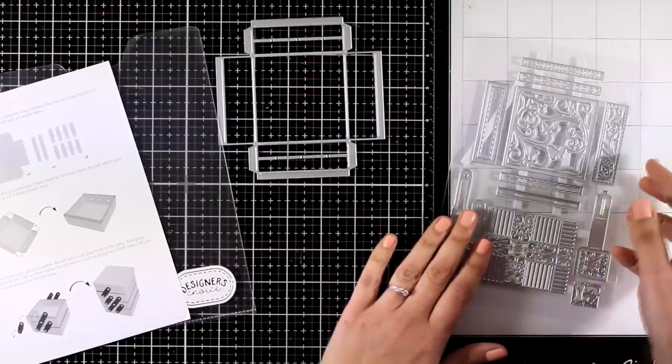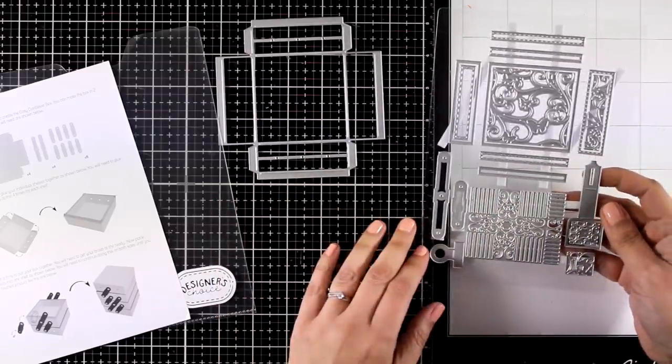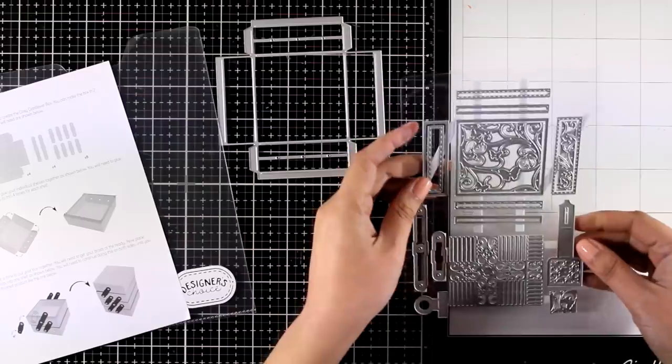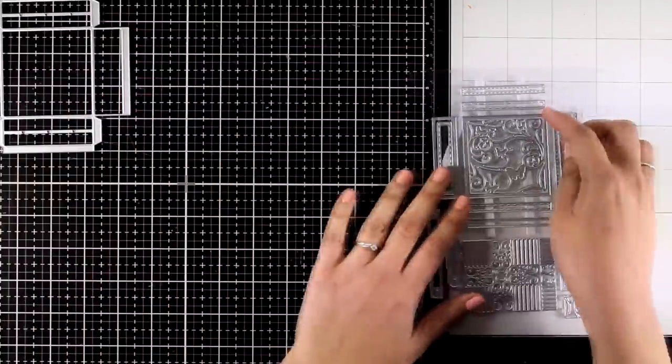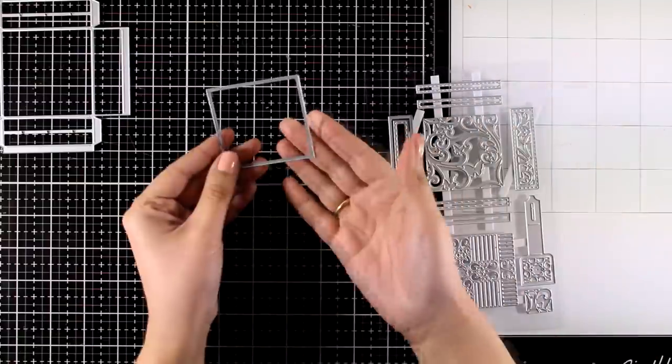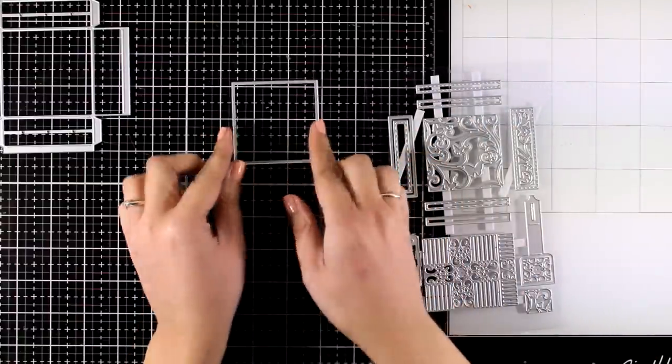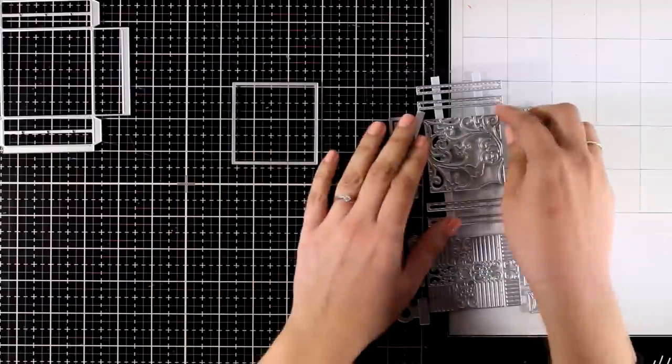Now there are many other creative ways that you can use this die set, and you get so many different bits and pieces that you can use for everyday crafting. So I'm going to take out some of them and talk a little bit about them. So first of all, you get a square. A square is something that you always need in your stash.